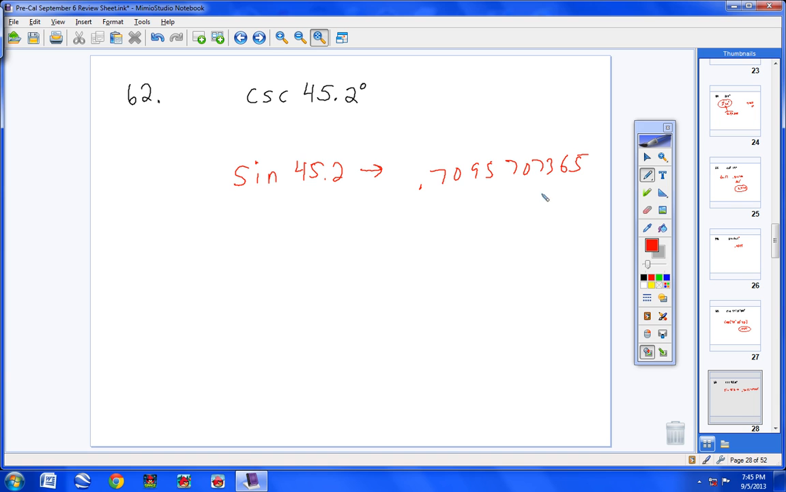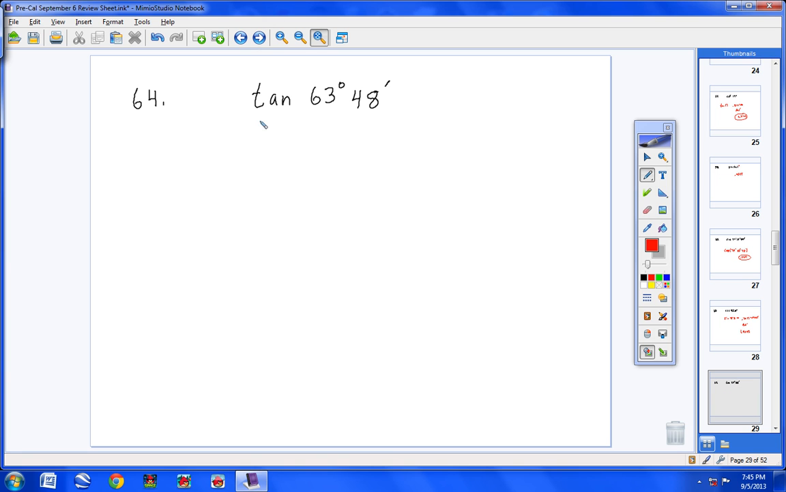So now you've got to take this. It should be on your screen. Hit the x to the -1 button, and when you do, this should pop up on your screen. And then hit enter, and you should get the correct answer for number 62, which is 1.4093. Moving on to number 64.